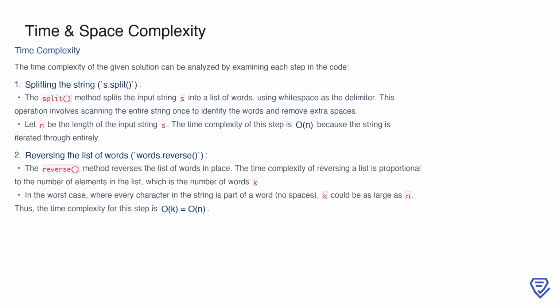To analyze the time complexity of this solution, we start by looking at the first step, which is splitting the input string using the split method. This operation scans the entire string to identify words while removing extra spaces, making it proportional to the length of the string, or O(n). Next, we reverse the list of words using the reverse method. Since this operation adjusts the order of elements in place, its time complexity is proportional to the number of words, k. In the worst case, where the entire string is a single word with no spaces, k equals n, making this step O(n) as well. Both operations are linear so far.